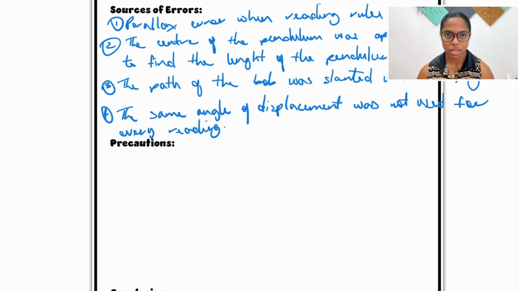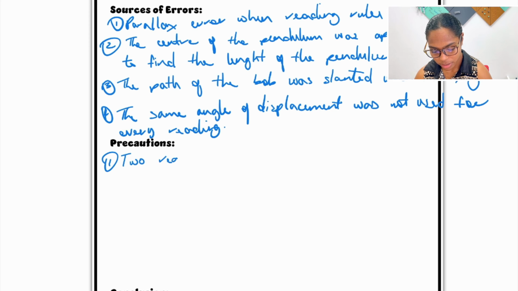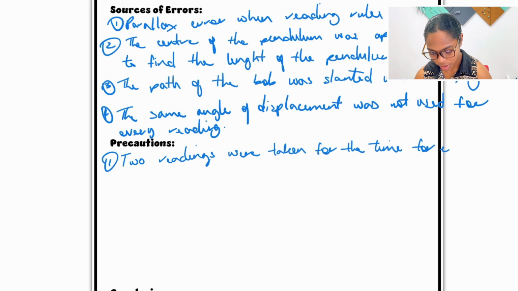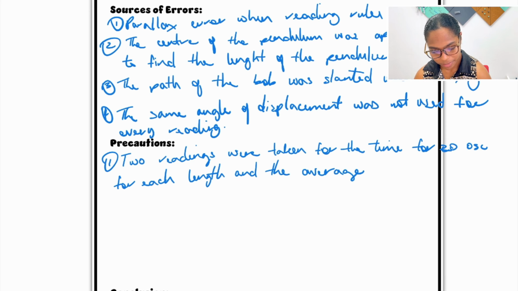What are precautions that we took? Well, for one, I took two values, T1 and T2. For the same length, I counted 20 oscillations twice so that we could find the average of them. Two readings were taken for the time for 20 oscillations for each length, and the average calculated. So that's one thing we did.